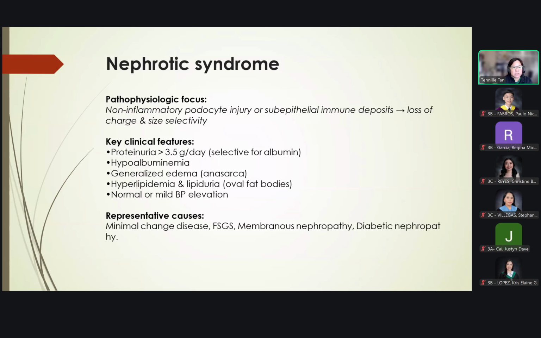Your nephrotic syndrome is usually a non-inflammatory podocyte injury or subepithelial immune deposit leading to loss of charge and size selectivity. So the key feature is proteinuria of more than 3.5 grams per day. It's usually selective for albumin. And then you can have hypoalbuminemia at the same time because of that increased loss of albumin in your urine. You will also have generalized edema, or what we call anasarca. You can have hyperlipidemia and lipiduria. And then patients usually have normal or just mild BP elevation. Representative causes are minimal change disease, FSGS, membranous nephropathy, and diabetic nephropathy.